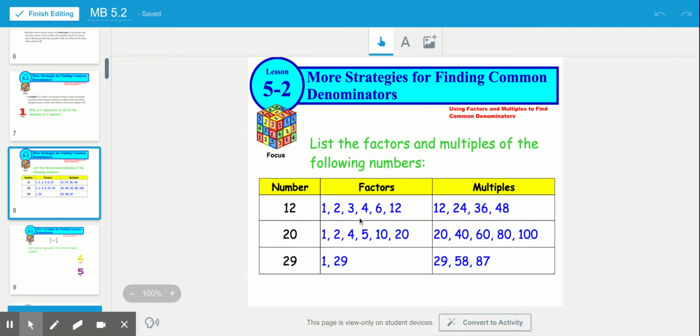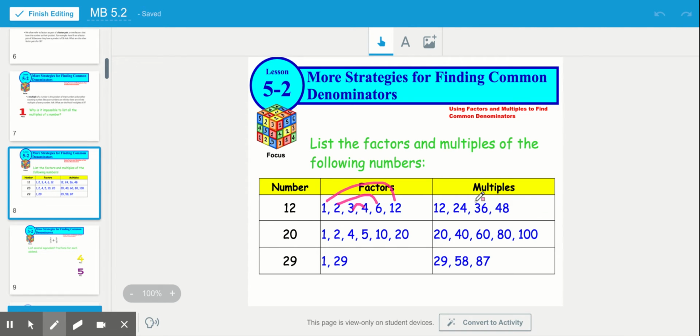I'm going to use my pen here to demonstrate. We can do 1 times 12, 2 times 6, and 3 times 4. Those equal 12. Notice we don't repeat. Once we get to 4, we've already said 3. Once we get to 6, we've already said 2. Once we say 12, we've already said 1.